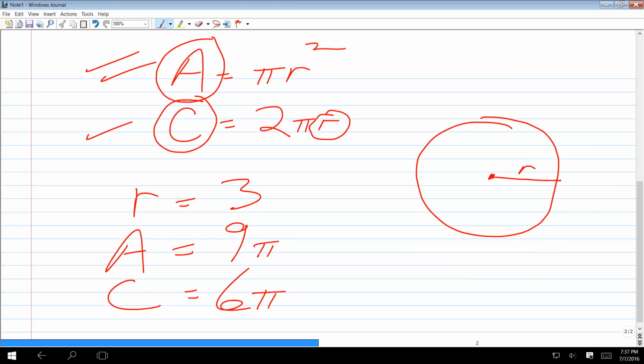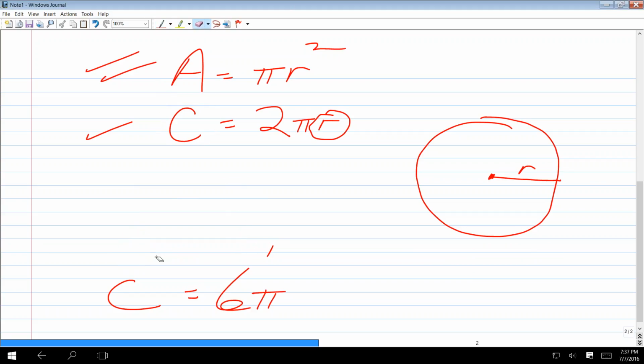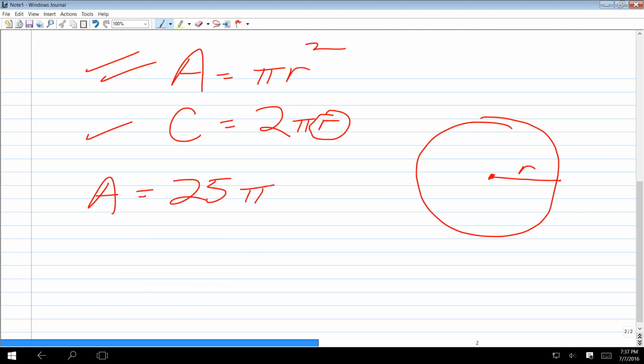Okay? Now, notice that I can go backwards here. Let's say the area is 25 pi. What does that tell you? And I want to know what the circumference equals. Okay, so if the area is 25 pi, then that means the circumference would be... Solve for radius.